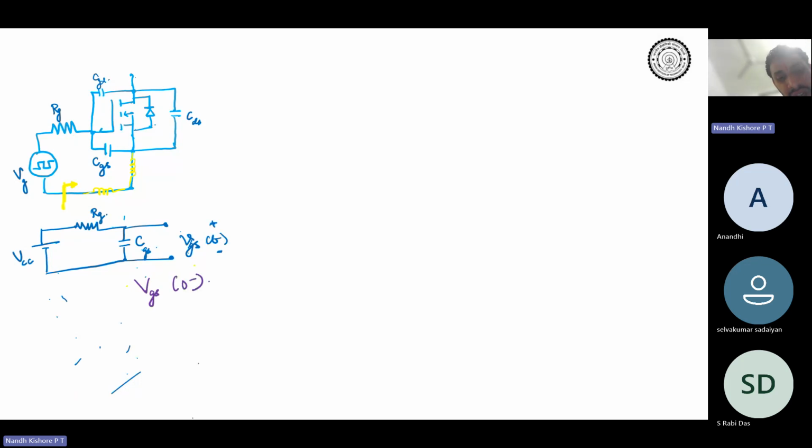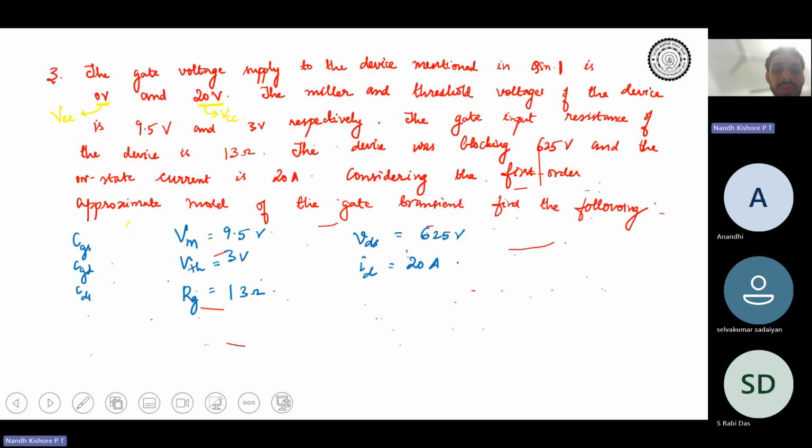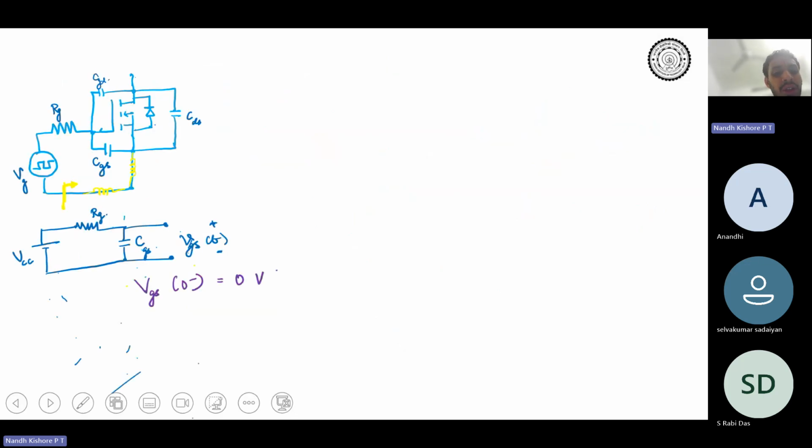So capital VGS initially was 0 volts. Correct? Initially, the gate source voltage was uncharged. Why was it 0 volts? Because they have given that the gate voltage supplied to the device mentioned in the question was 0 volts and 20 volts respectively, right? So 0 volts is VEE and 20 volts is VCC. That is when the device is off, right? Gate source voltage is 0 volts. If they had given us -5, you have to consider the initial condition as -5 volts. So over here, you understand that VGS at 0 minus is going to be 0 volts, and VGS at t equal to infinity, right?